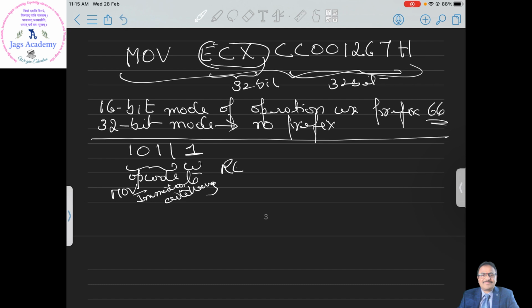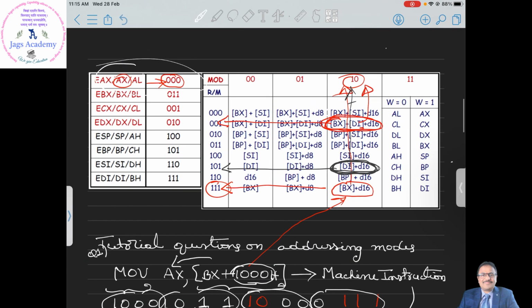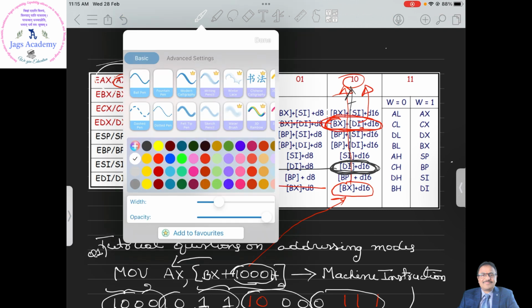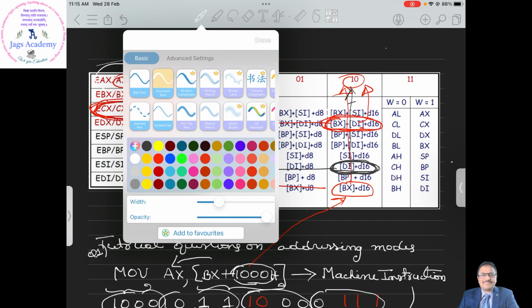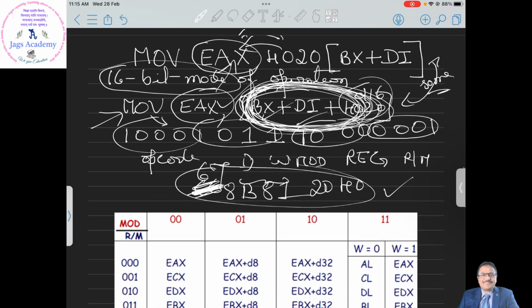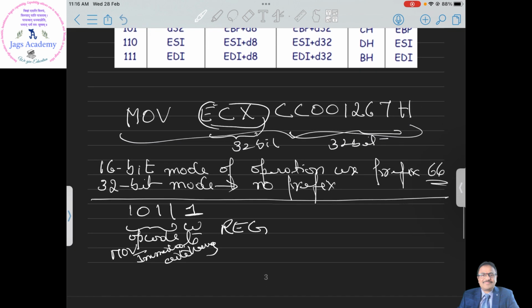REG, right? Next comes your REG. So what is the REG for ECX? What are the 3 register bits for ECX? Refer to the table. Now here in this table, the REG bit for ECX is 001. Can you see here? For ECX, it is 001. So let us put that 001 in that place. Here it is going to be 001.